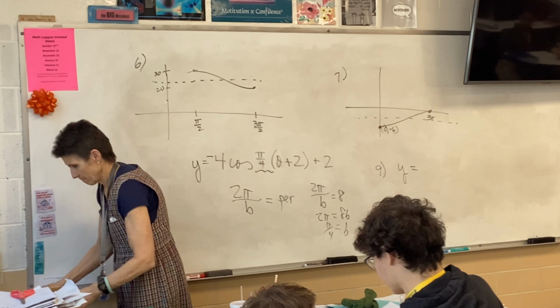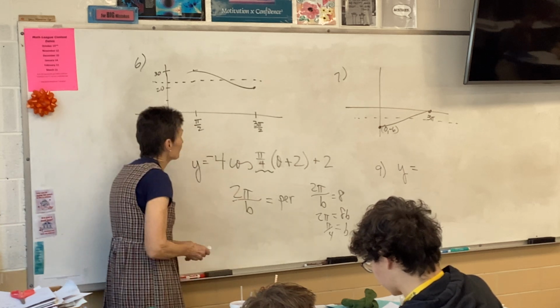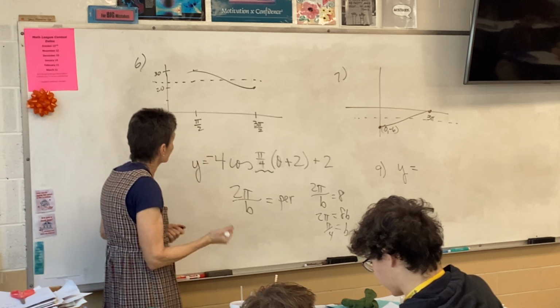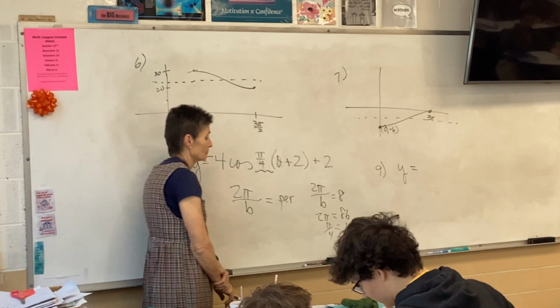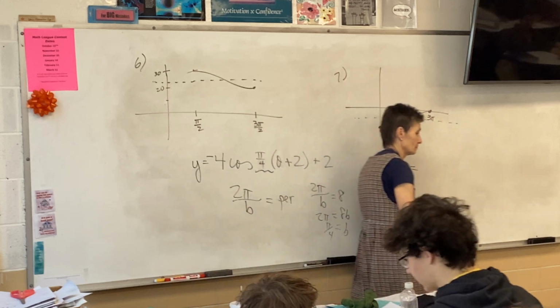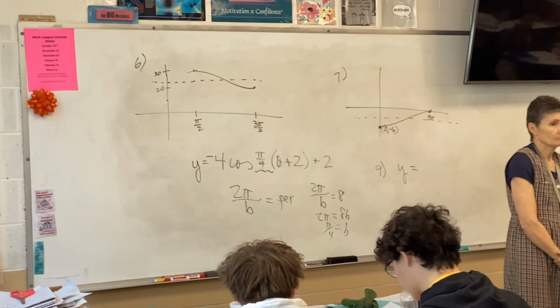Half of 5, that's the maximum, you're at 0, starting at the midline. So when you start at the midline, this is what our equals is. Oh, wait. Oh, wait, never mind.